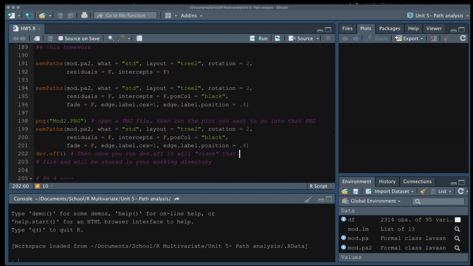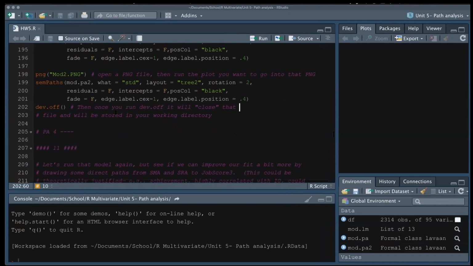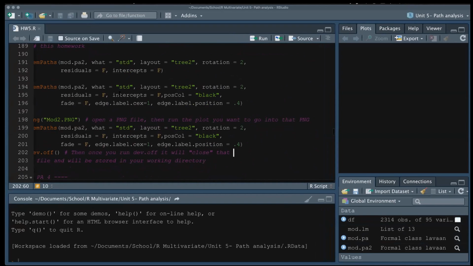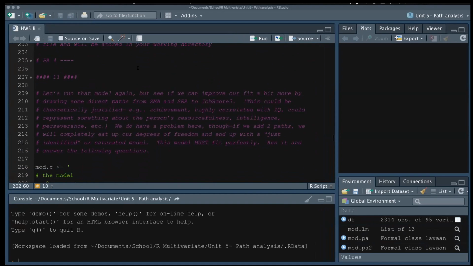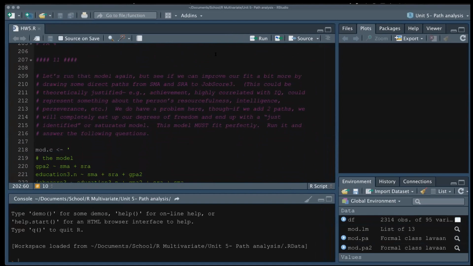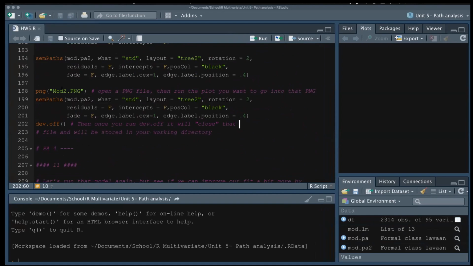All right, so we left off here after number 10, where we just ran over how to export figures. Let's take a look at what that looked like.